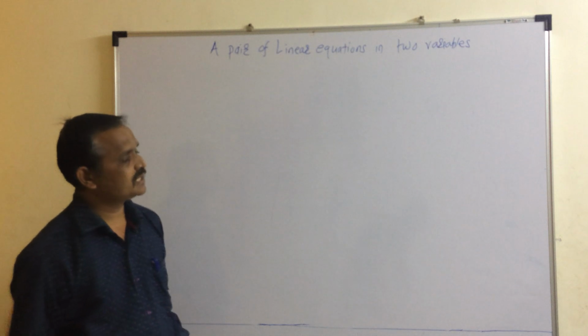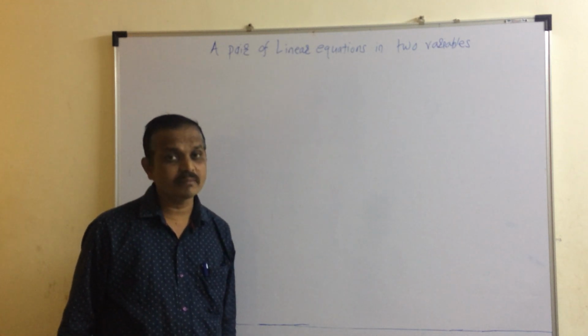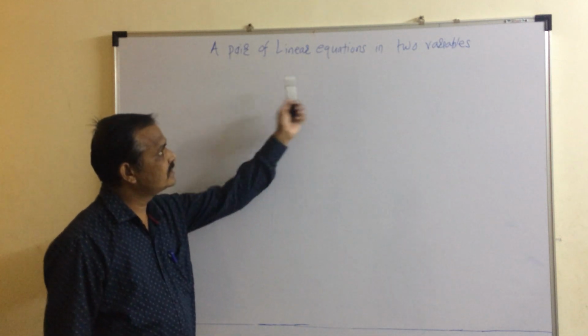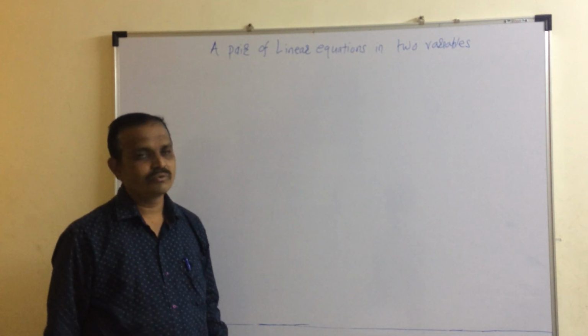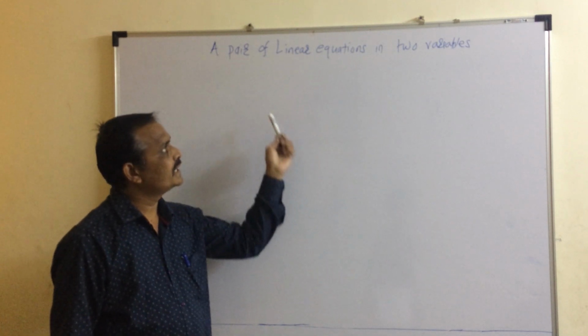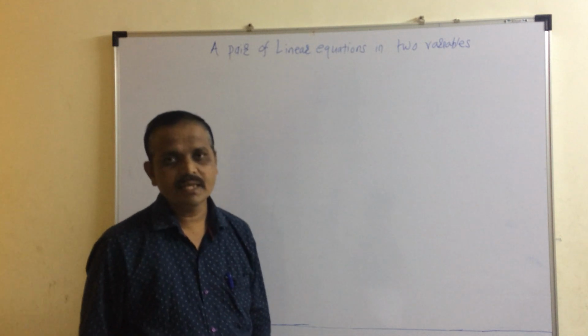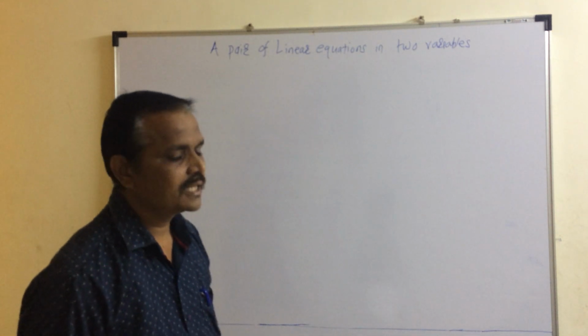In the previous lecture, we discussed a pair of linear equations in two variables, its general form, and solutions by various methods. Today we learn to find a solution of a linear equation in two variables by elimination methods.